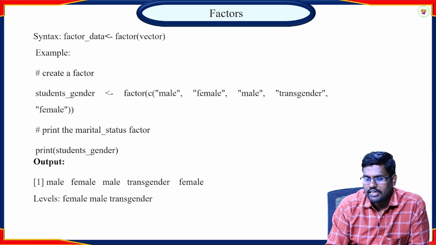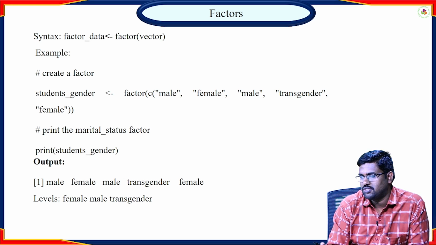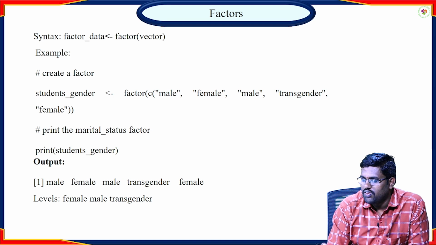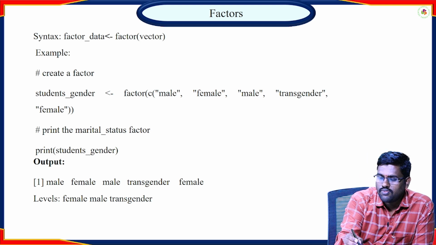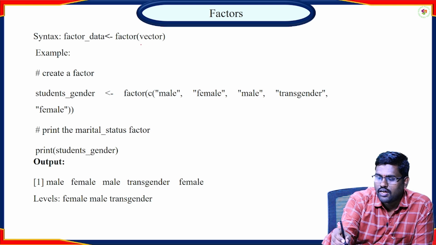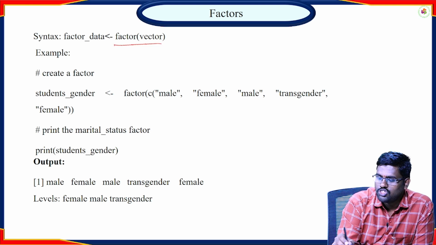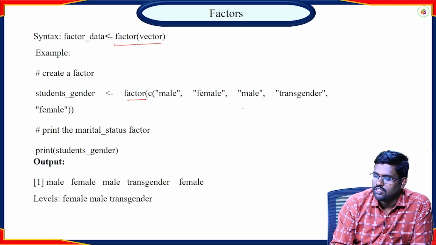Now factors. Factor is used to display, it acts just like multiple choice values. For example, if the given values contain different types of syntaxes, they need to represent the levels, how many levels are available in the given syntax. So what is the syntax for this? Variable name tends to factor of vector. As taken, student's gender, so factor of c of male, female and transgender, these all are values.